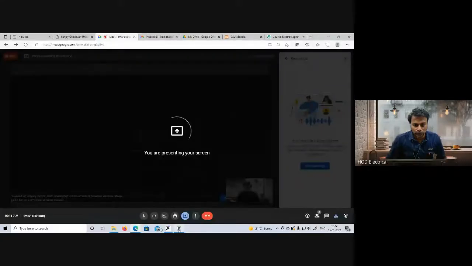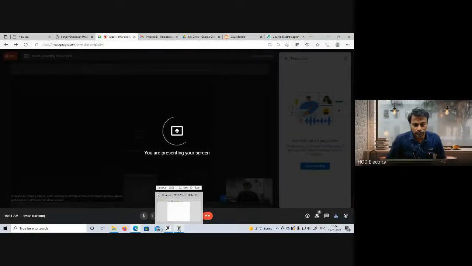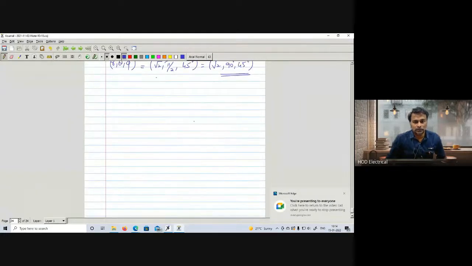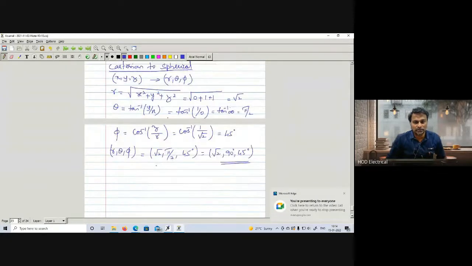So let me share my screen now to explain this concept of spherical to Cartesian, entire vector form, Cartesian to spherical, all those conversions. I hope my screen is visible to you. Yes. So last class we went through all the conversions.